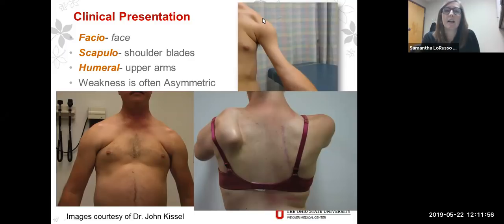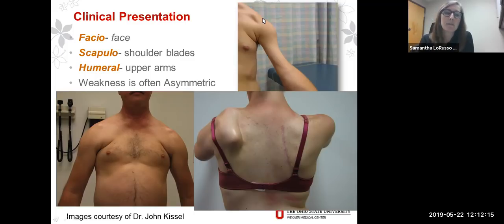Looking at these pictures here, the top one on the right is showing decreased muscle bulk in the biceps and triceps, which are muscles that are commonly affected, with this person's deltoid, the shoulder muscle, looking fairly good compared to the biceps and triceps.